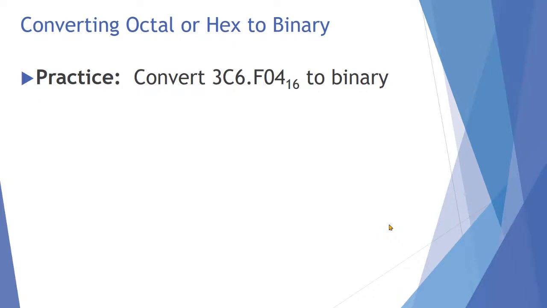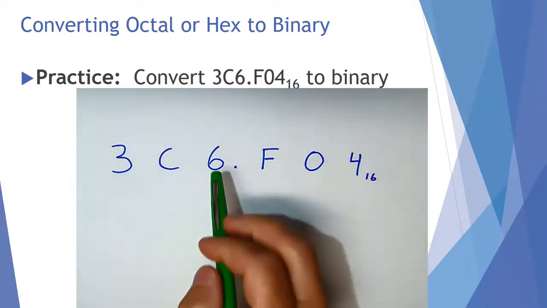I would like you to take 3C6.F04 in hex and convert that into binary. Pause the video, group those up, and unpause to see if you get all these 1's and 0's right. All right, let's take a look.